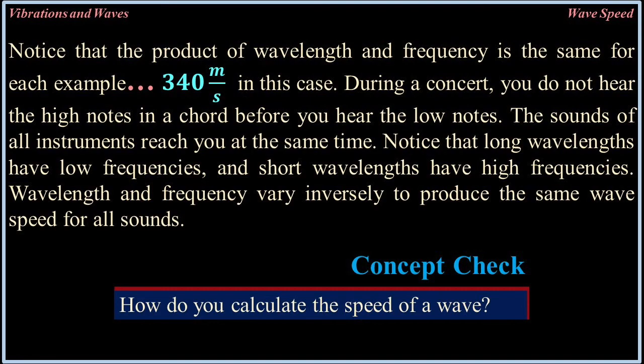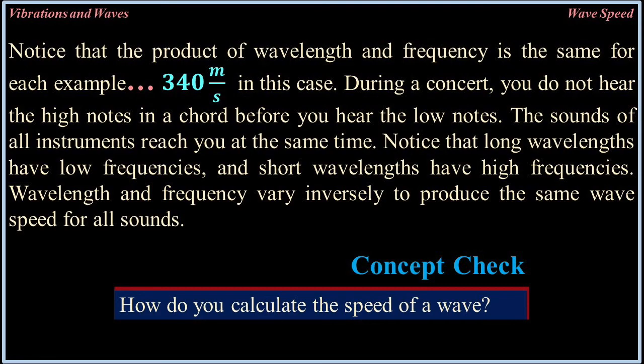Notice that the product of wavelength and frequency is the same for each example, 340 meters per second in this case. During a concert, you do not hear the high notes in a chord before you hear the low notes. The sounds of all instruments reach you at the same time. Notice that long wavelengths have low frequencies and short wavelengths have high frequencies. Wavelength and frequency vary inversely to produce the same wave speed for all sounds.